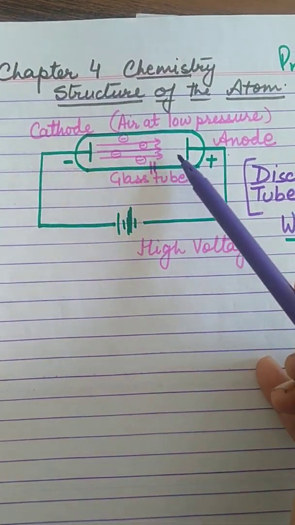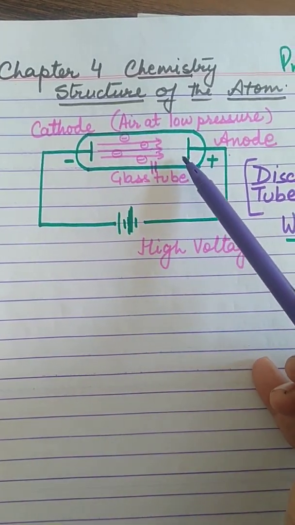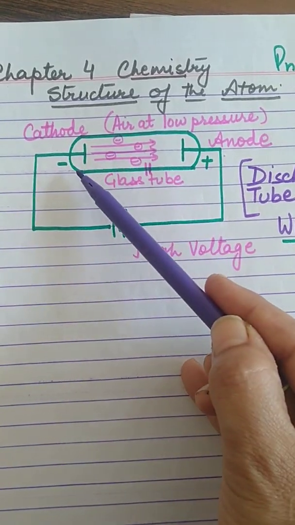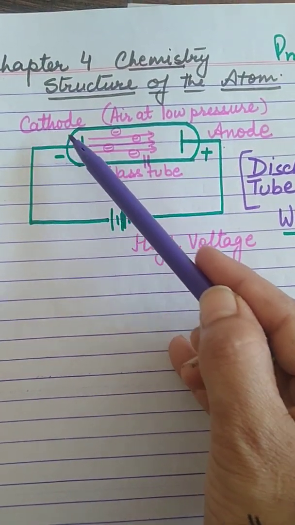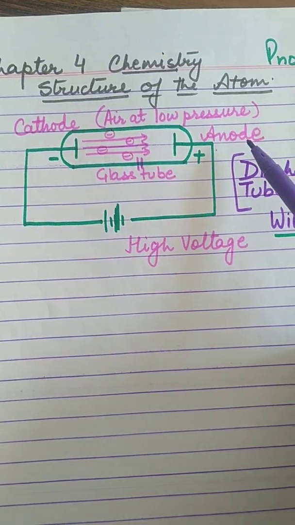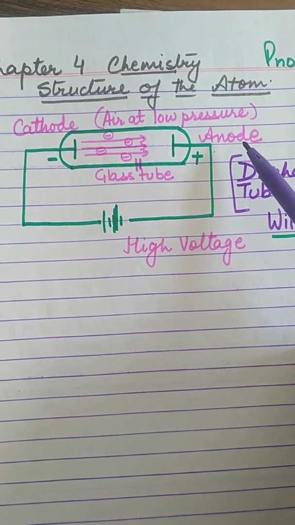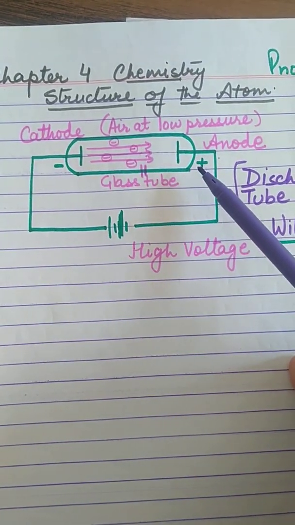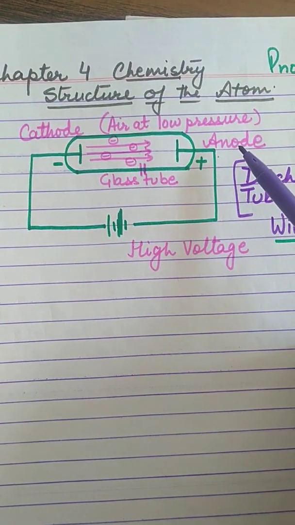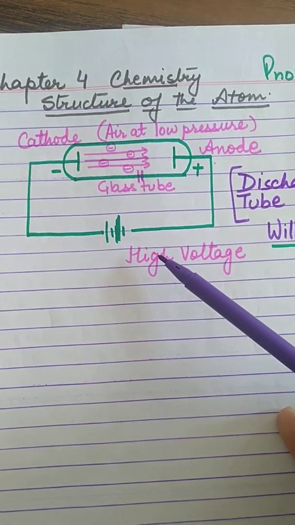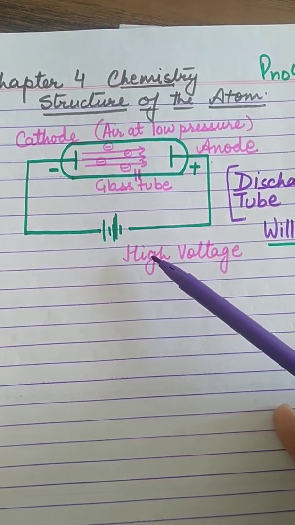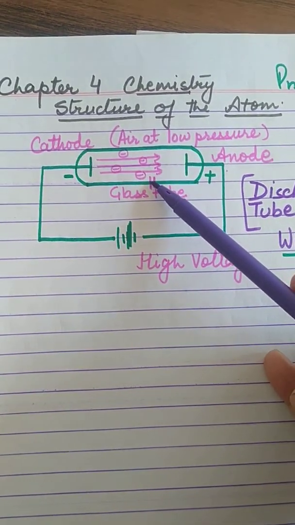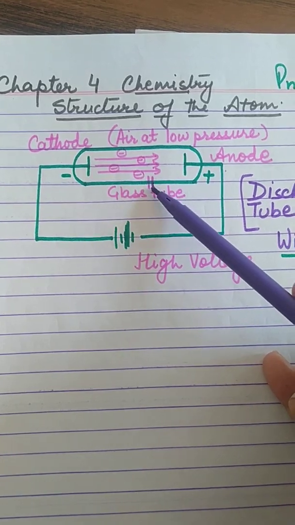and two electrodes, metal strips, were connected to negative and positive terminals. The negative terminal is the cathode, and the positive terminal is the anode. Kindly do remember this. Negative electrode, cathode, and positive terminal is anode. And a high voltage current or high temperature was maintained in the glass tube fitted with a vacuum pump.